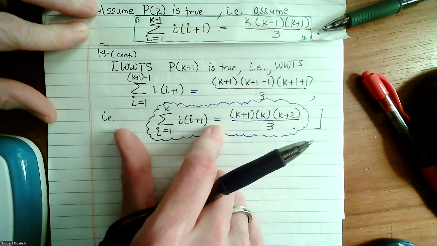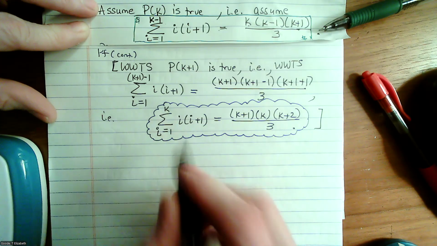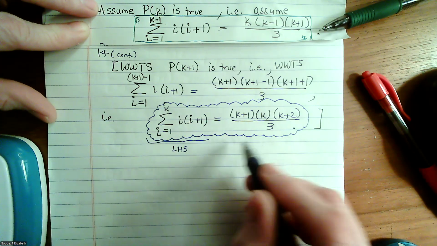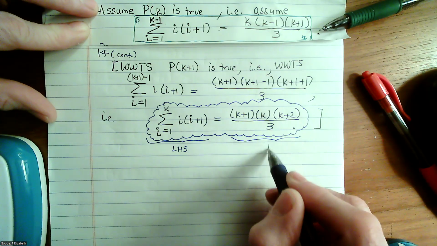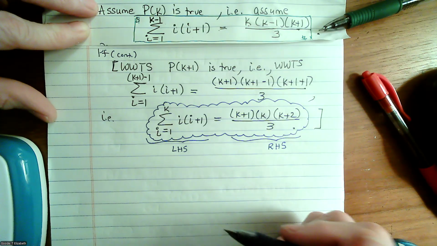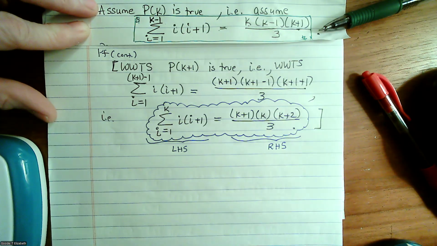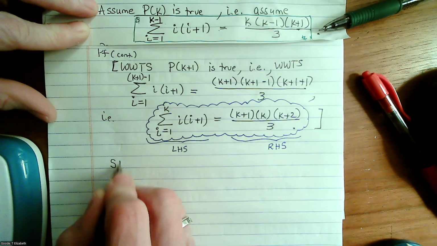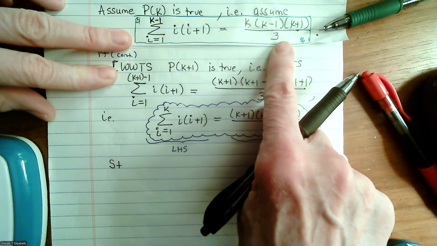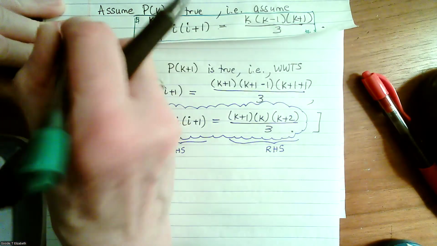I like to just start with the left-hand side of P of k plus 1 and work on it until it changes into the right-hand side. That's another approach. But this is our wish, okay? But this is what we have in our hand. This is called our inductive hypothesis.